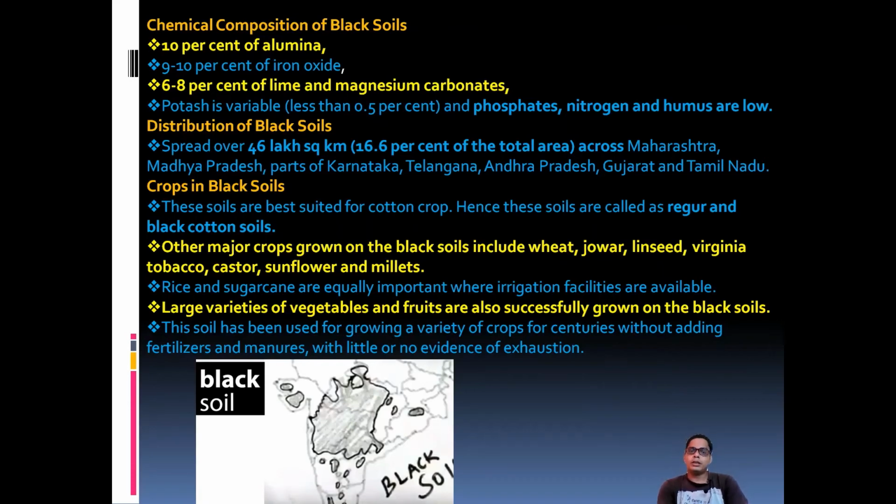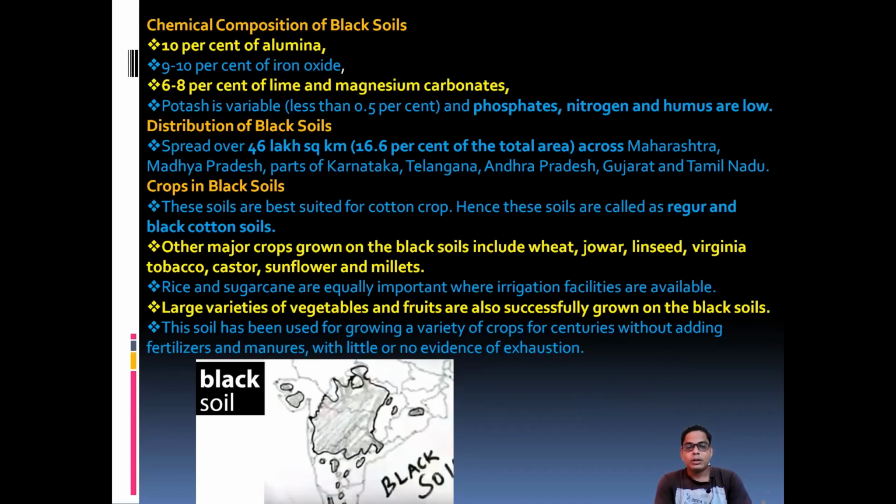What crops are cultivated on this soil? These are best suited for cotton crops, and it is the regular soil, also called black cotton soil. The other major crops that can be grown are wheat, jowar, linseed, Virginia tobacco, castor, sunflower and the millets. Rice and sugarcane have now also started in this soil, equally important wherever irrigation is supplied. Large varieties of vegetables and fruits are successfully grown on this black soil.